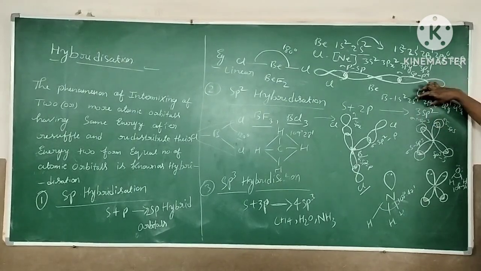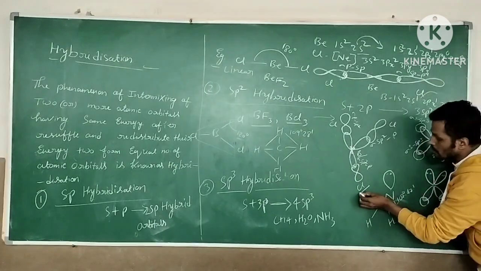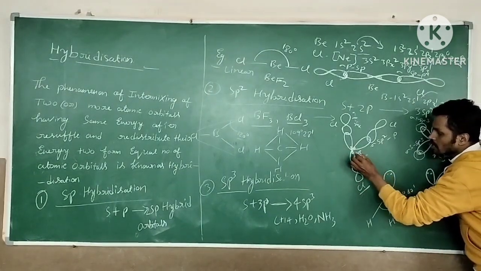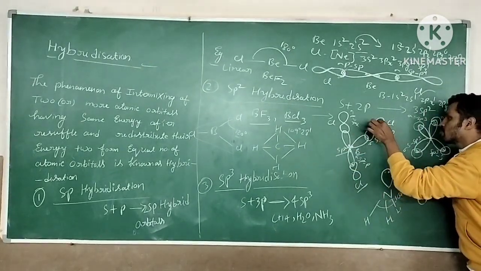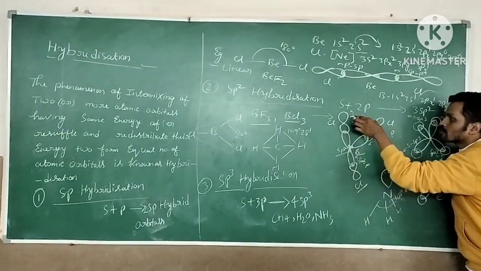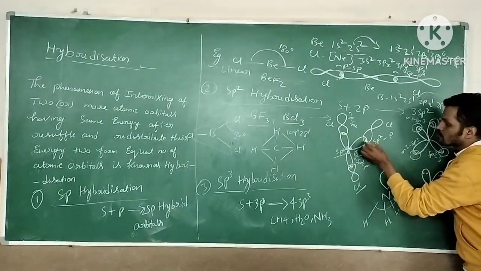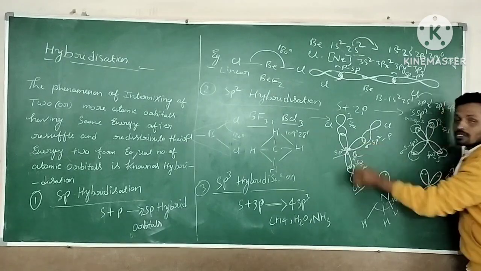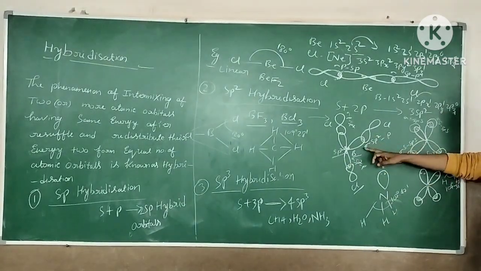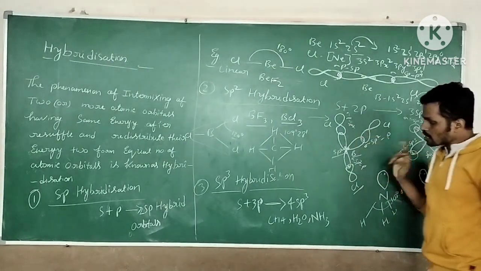These three orbitals intermix with the 3 chlorines. This is the sp2 hybrid orbital of boron and this is the p orbital of each chlorine, that is, 3 chlorines. After intermixing, this also forms a sigma bond. Why does only a sigma bond form? Because of internuclear, complete overlapping of one orbital with another orbital.